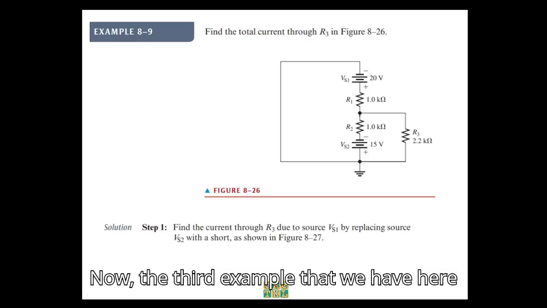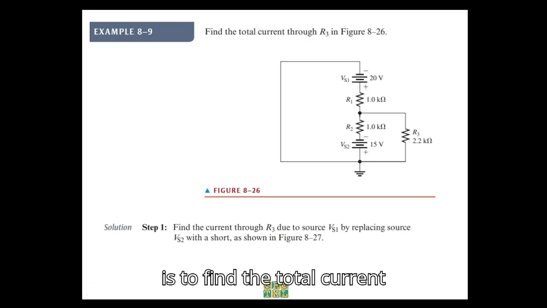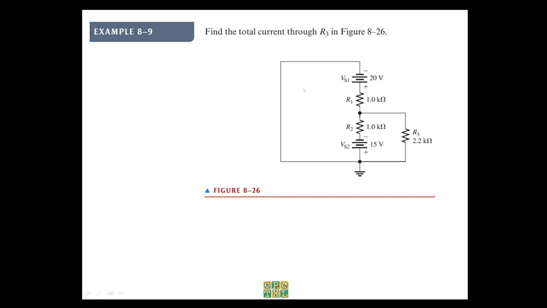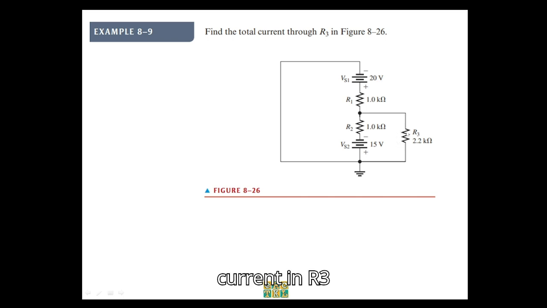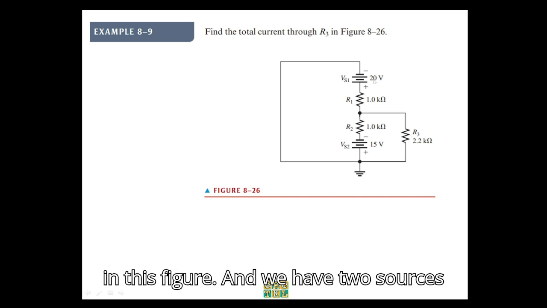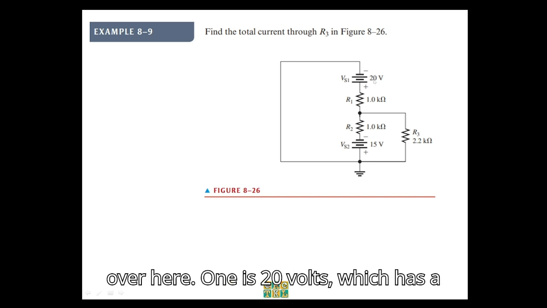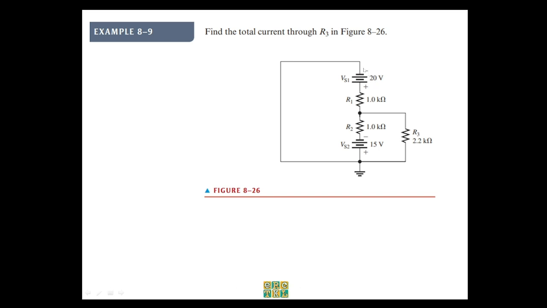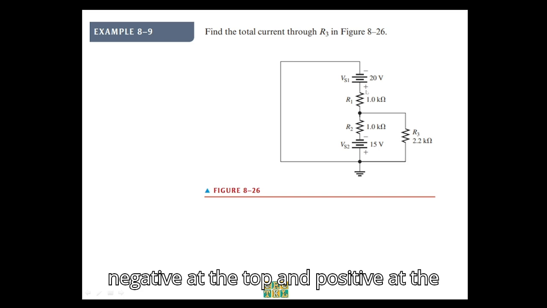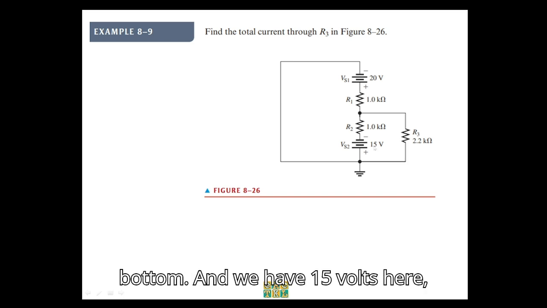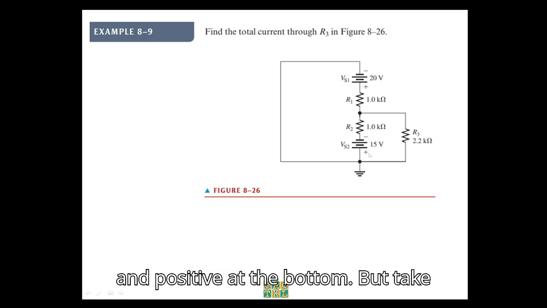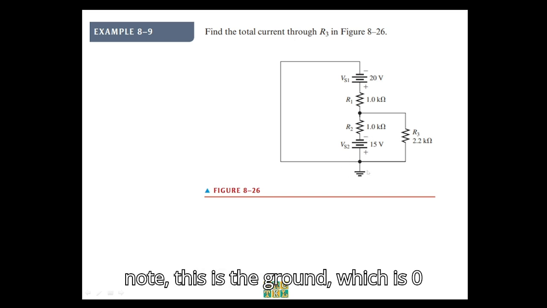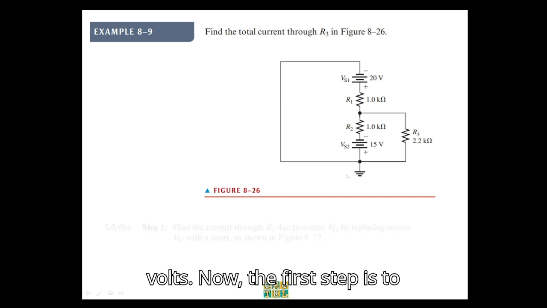Now, the third example that we have here is to find the total current through R3. So, we will get the current in R3 in this figure. And we have two sources over here. One is 20 volts, which has negative at the top and positive at the bottom. And we have 15 volts here, which also has negative at the top and positive at the bottom. But take note, this is the ground, which is 0 volts.